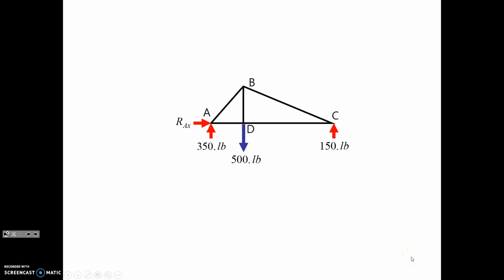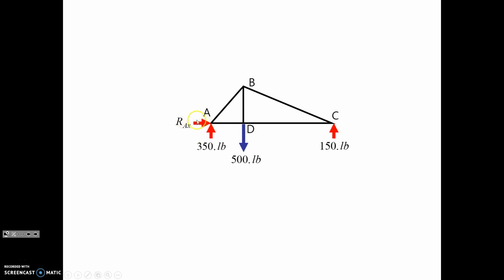Welcome to part 2 of the truss analysis. Before, we talked about how you can determine if it's statically determinate using the equations, and then we used these words: RAX, RAY, and reaction forces. So, kind of summing those up again.